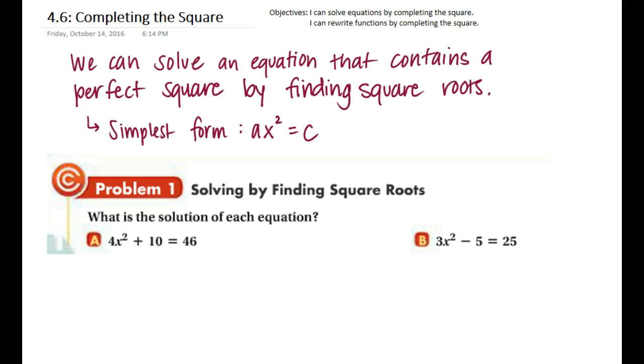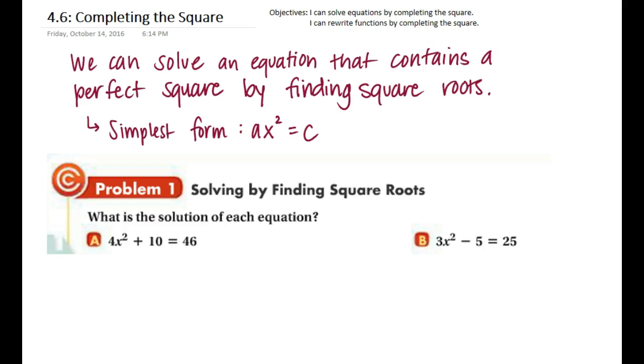The simplest form of this case would be ax squared equals c. So there's no b value involved, and you can see in the first example in part A and B there is no b term, there's no bx at all. So we're going to take a look at part A. It's 4x squared plus 10 equals 46.